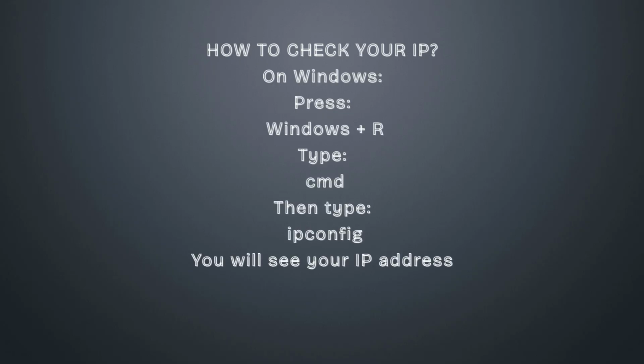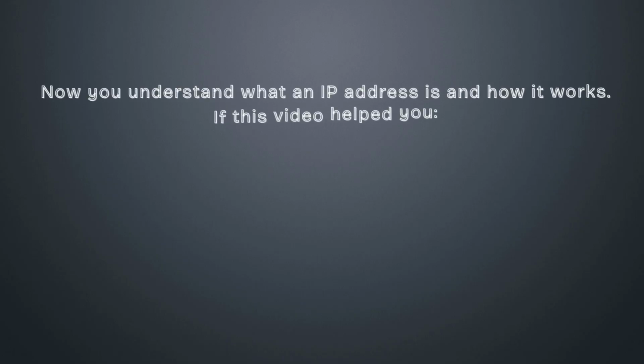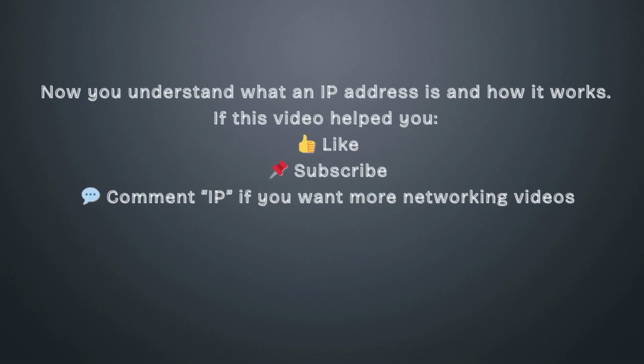How to check your IP. On Windows, press Windows plus R. Type CMD. Then type ipconfig. You will see your IP address. Now you understand what an IP address is and how it works.